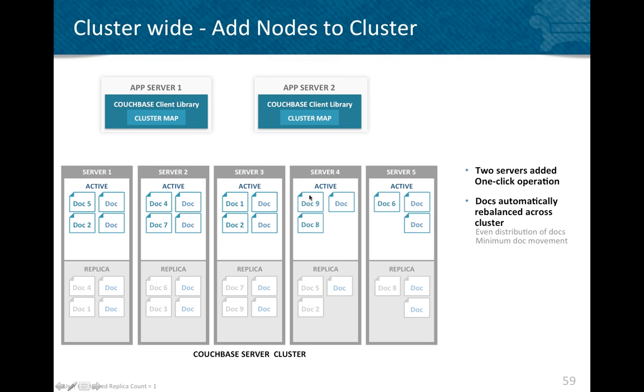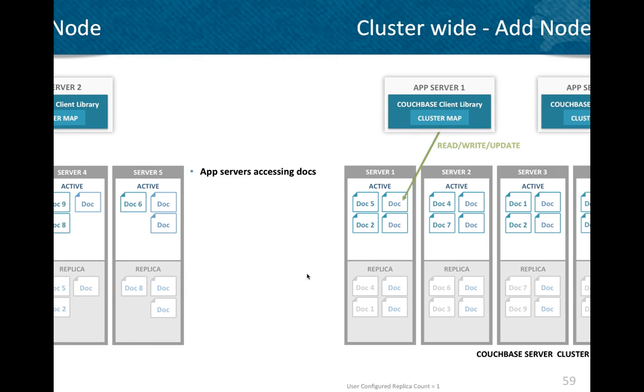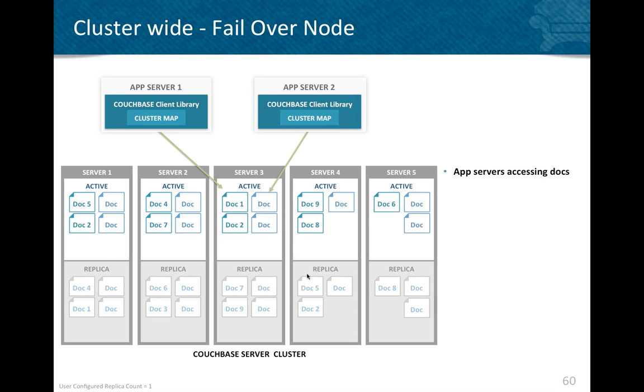As these movements are going on, the active data, document 9 for example, which was on server 1, will continue to be accessed from server 1. Once the switchover happens, the cluster map gets updated, and new requests go to the new partitions, which might live on the new servers. So in this case, document 6 is on server 5 and not on server 3 anymore, and you're back in. All this happens online without any application changes.